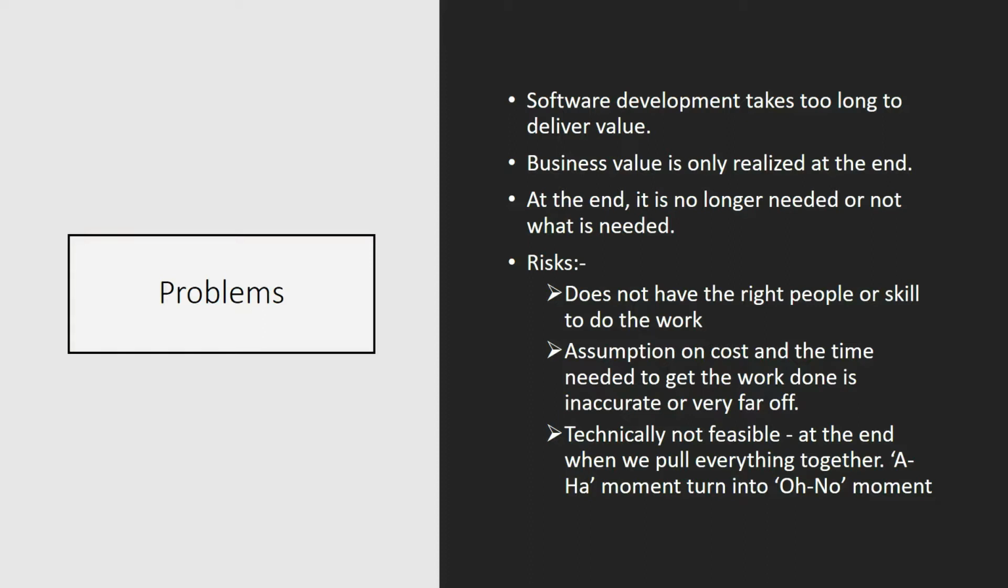Because the project takes so long, and given the way the development process was done, at the end of it we try to put everything together. Technically, it may not be feasible. We make some assumptions along the way, and at the end, what is supposed to be a celebration time, an aha moment, turns into an oh no moment. So those are some of the challenges and risks with the traditional software development process.